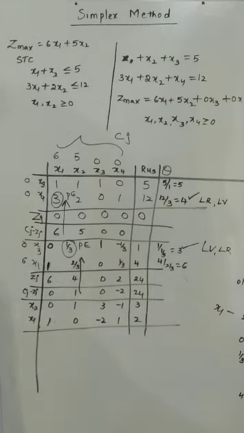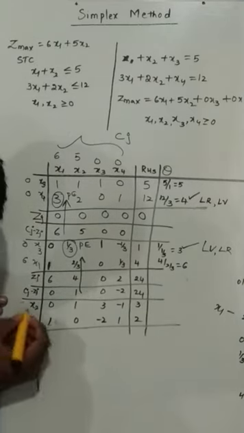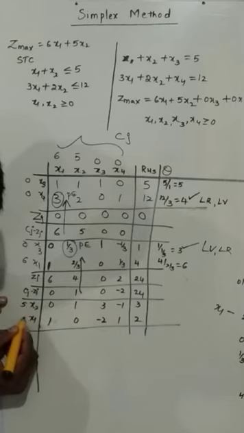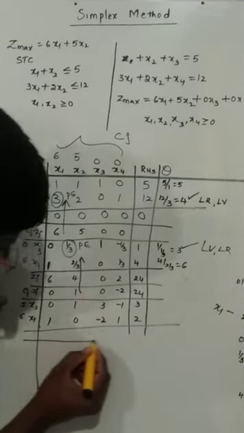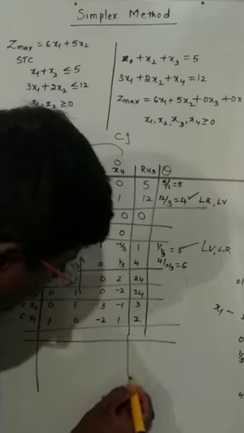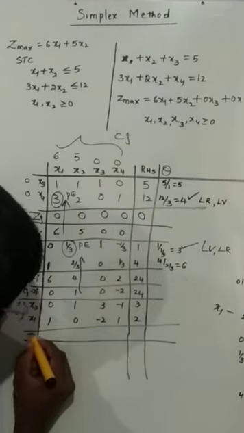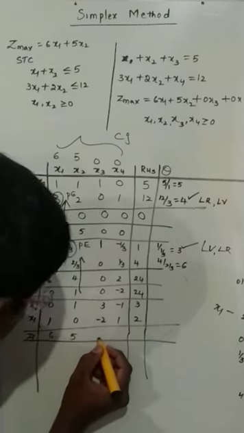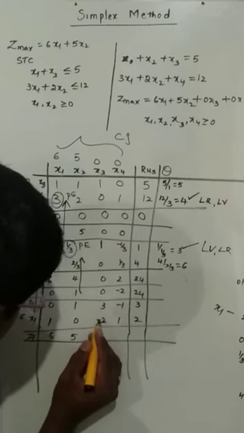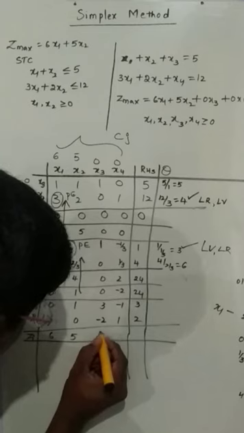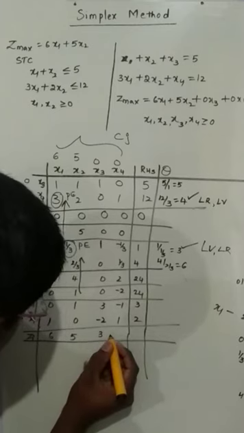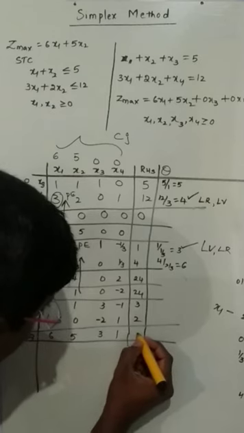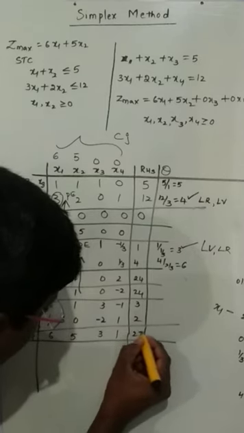So now, after finding these values, the coefficients are: x2 is 5, x1 is 6. You need to find out Zj for this. What is the Zj value in this case? 6, 5. What is the value of this? 5 3s are 15. 15 minus 12, 3. In this case, minus 5 plus 6. This will be 1. So this will be 15 plus 12, 27.